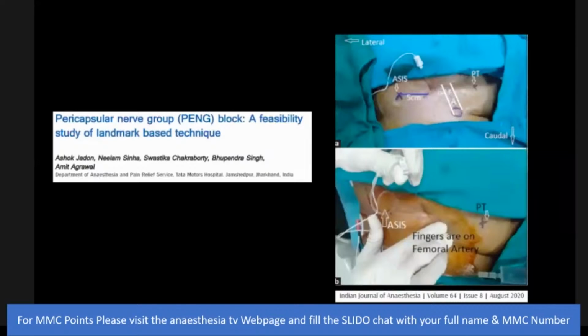Recently, an article was published in the Indian Journal of Anaesthesia. The authors have discussed the feasibility of landmark-based PENG block. It looks quite interesting, but with the possible problems that we have just discussed, landmark-based PENG block seems to be not so safe.